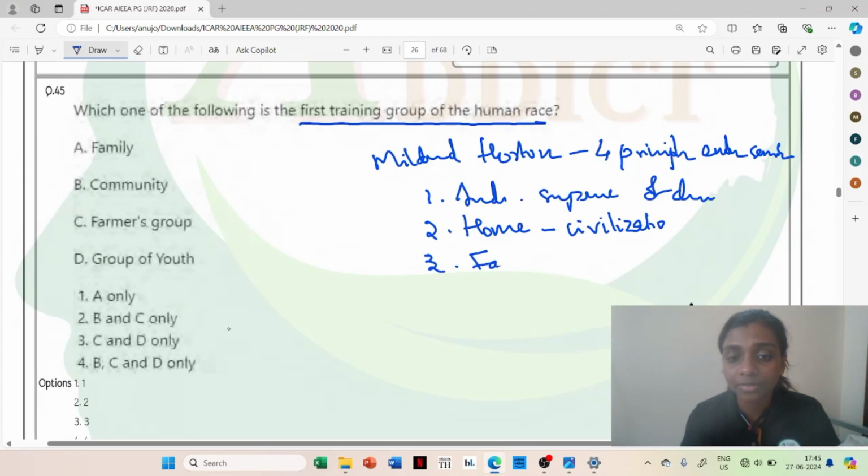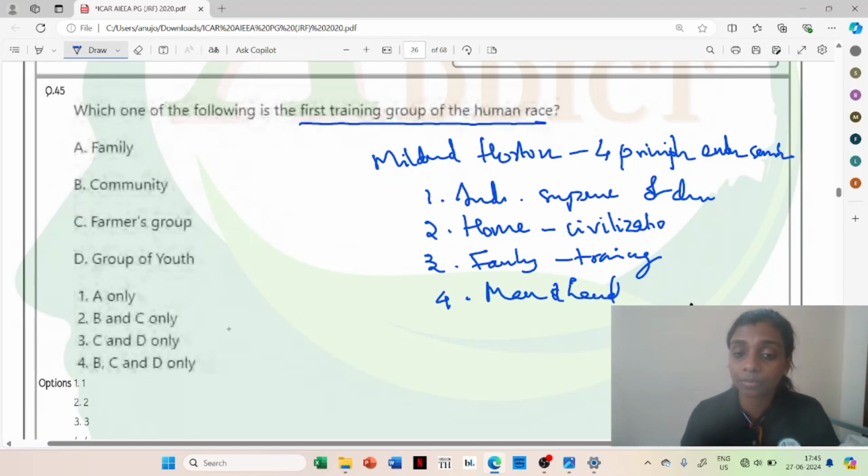Third one, family is the first training group of the human race. Fourth one, the foundation of civilization depends upon the partnership between man and land. So here they asked about the third principle, which is family is the first training group of the human race. So the option is the first one, A, family.